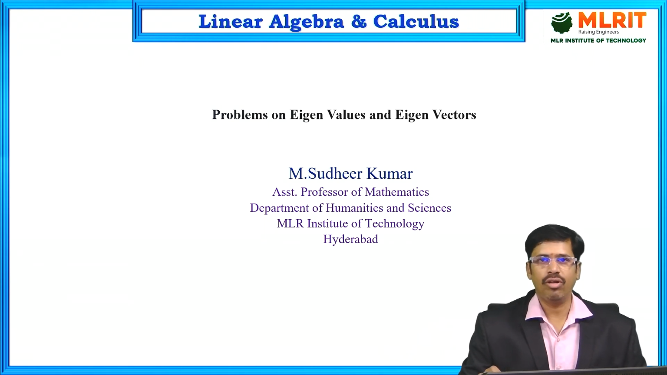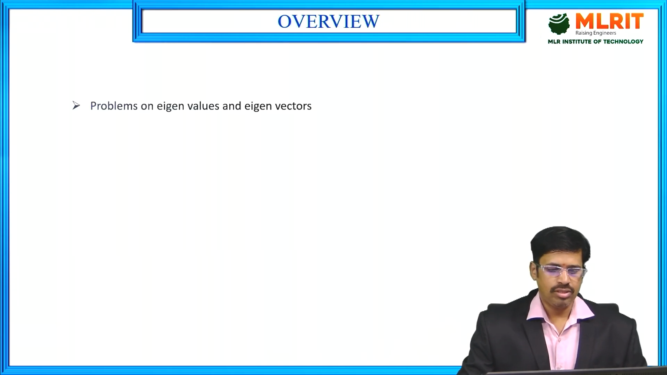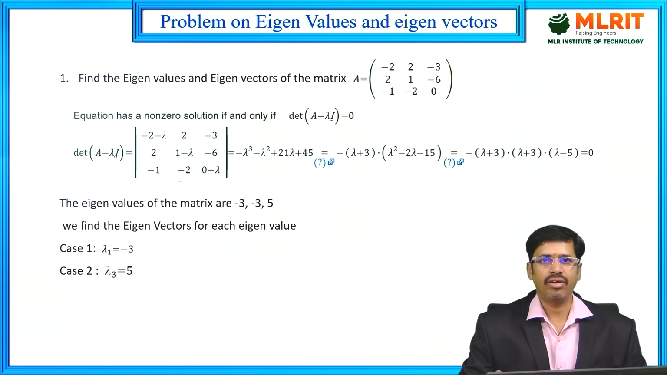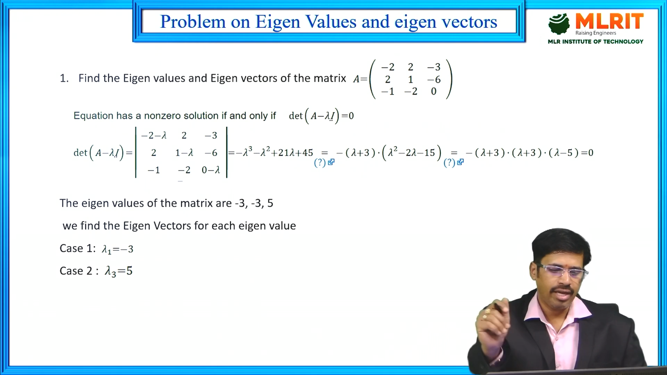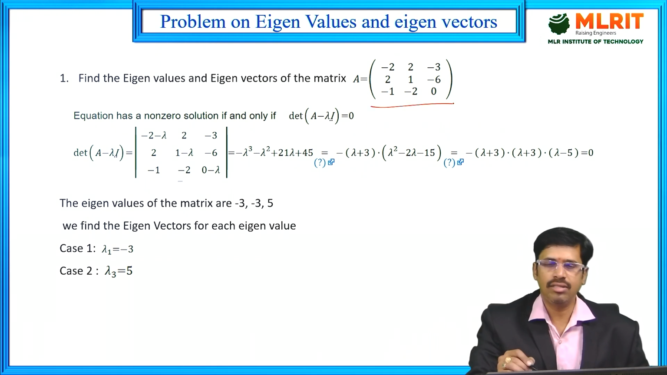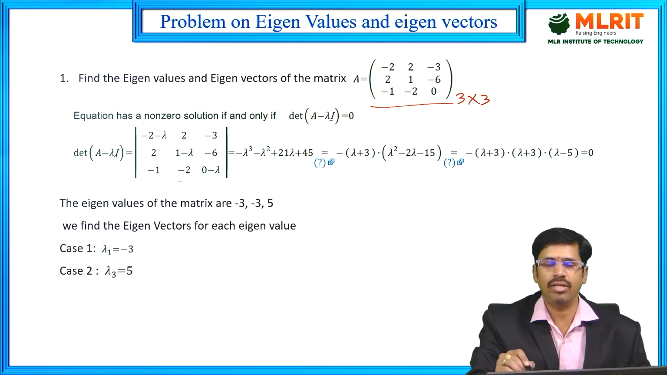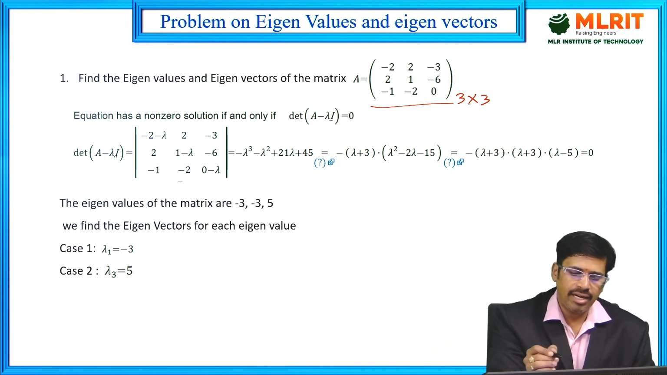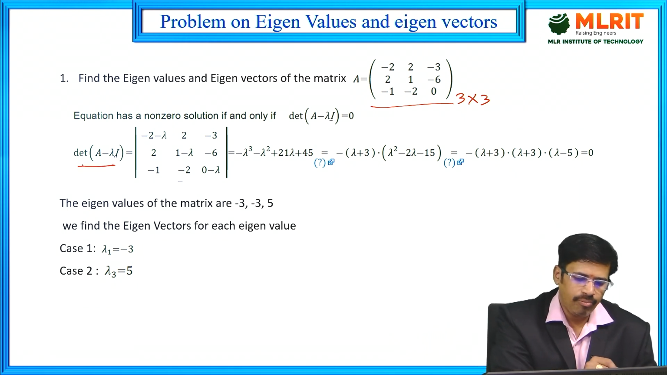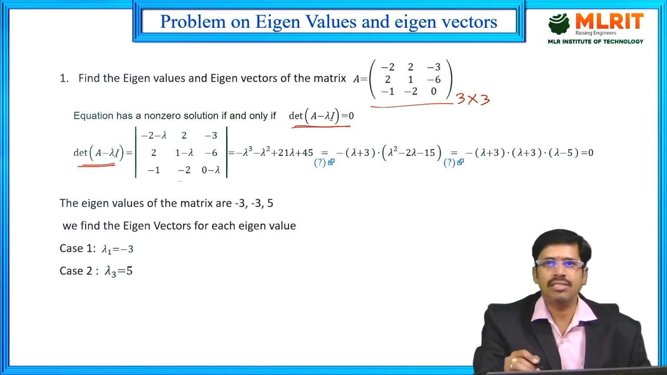In this lecture, we are going to find the eigenvalues and eigenvectors for the given matrix. So this is an overview to find the eigenvalues and eigenvectors. Now let us find the eigenvalues and eigenvectors of this matrix. A is a matrix of size 3 by 3 with 3 rows and 3 columns. To find the eigenvalues, we require the characteristic equation. Characteristic equation is denoted by determinant of A minus lambda I equal to 0.